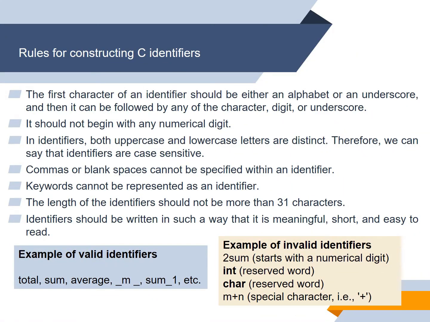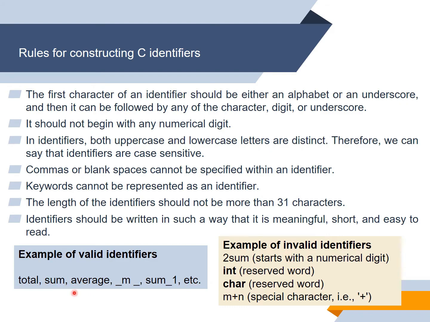The identifier name should be small and meaningful. The first character of an identifier should always be either an alphabet or an underscore. Digits are not allowed at the start. It should not begin with a numerical digit. It can be in upper or lower case. Commas or blank spaces are not at all allowed. Keywords cannot be used. The length of the identifier should not be more than 31 characters, whereas it is suggested that it should be meaningful, short, and easy to use. Because if you use a very large identifier name, you have to use it repeatedly, and it will be a cumbersome job for you. So it should be small and meaningful.